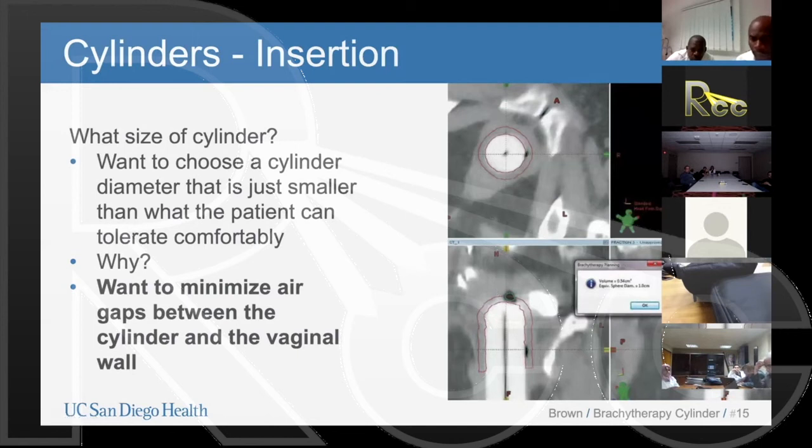So thank you again for that answer. It's exactly right. We're looking to minimize air gaps between the cylinder and the vaginal wall. So this does not mean that you have to choose such a large cylinder that your patient is going to be in a lot of pain. Of course, we don't want that. We just want it to be as large as is tolerable by the patient, so as much as they can tolerate it comfortably.